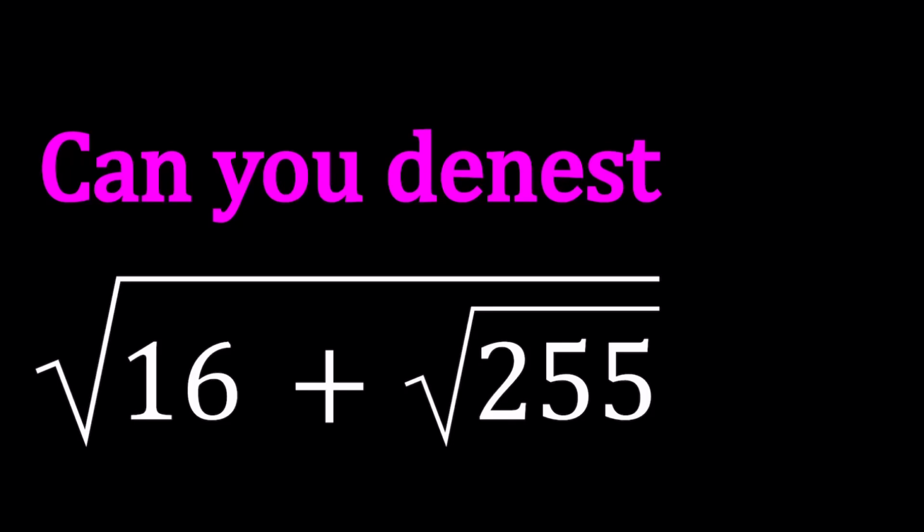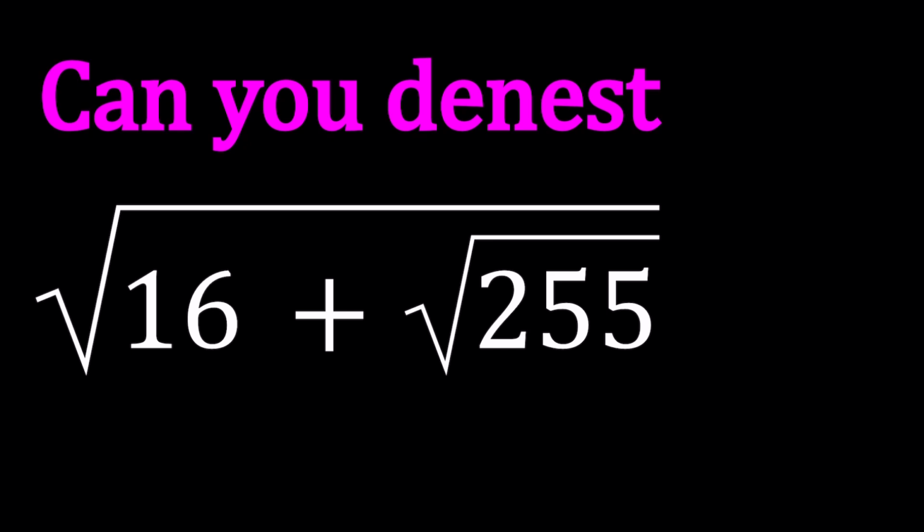Hello everyone. In this video we're going to be denesting a radical. What does denest mean? We have the square root of something plus the square root of something else. Notice that this number is under two radicals. That makes it two radicals, right? So we're going to get rid of one of the radicals.